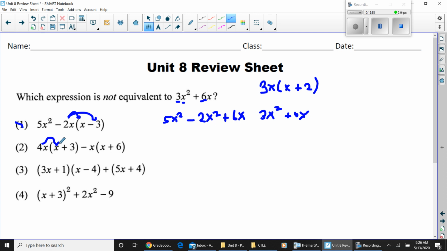So I'm going to do this next one. This is 4x squared, and that right there, 4x times 3 is plus 12x. This is a negative x. So negative times a positive, this is negative x squared. And negative times a positive would be negative 6x. So just combining like terms, 4x squared minus 1x squared is 3x squared, and 12x minus 6x is 6x. This is equivalent, so they're not looking for that. So, all right, here we go with number 3. I'm going to do distributive property 3x times x is 3x squared.